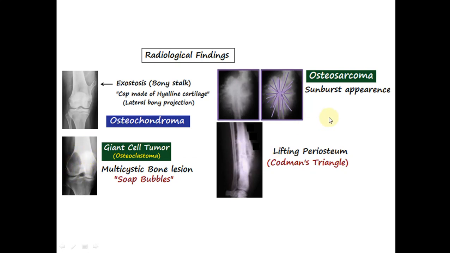Now coming to the osteosarcoma, the radiological appearance is typical of the sunburst appearance where the tumor streaks out like the rays of sun. The Codman's triangle is formed when the tumor grows and lifts the periosteum from the underlying compact bone, producing a triangular shaped lesion, here known as the Codman's triangle.